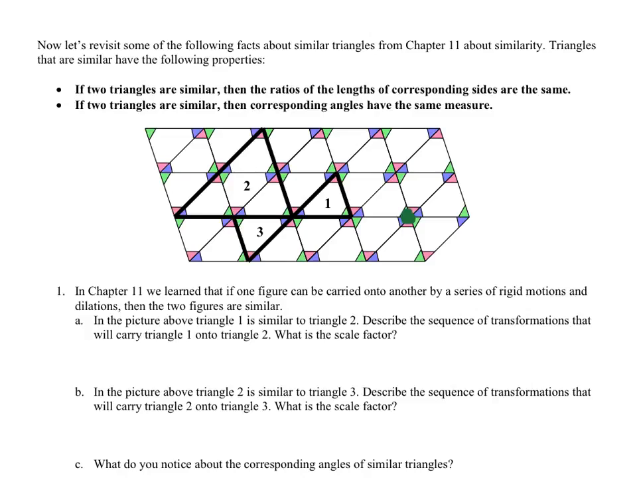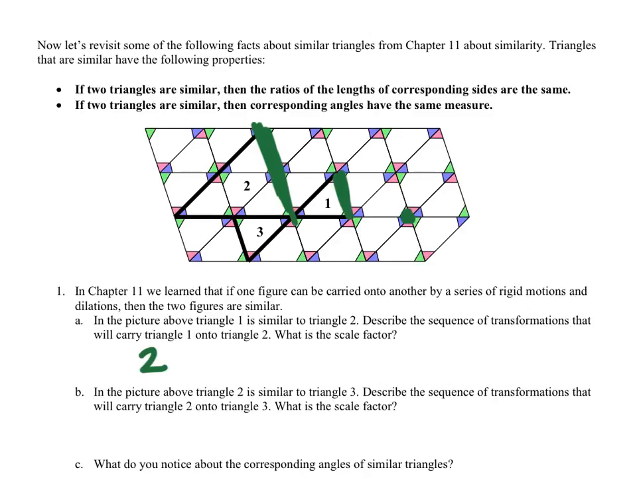The scale factor from 1 to 2, though, is 2, because we can see that this side length, it takes 2 of those to get this side length. So triangle 2 is twice as big. That's the scale factor. And that's something you guys can do in 7th grade.